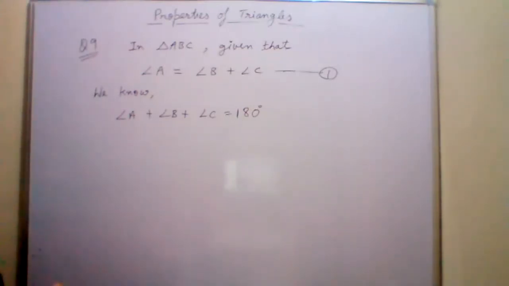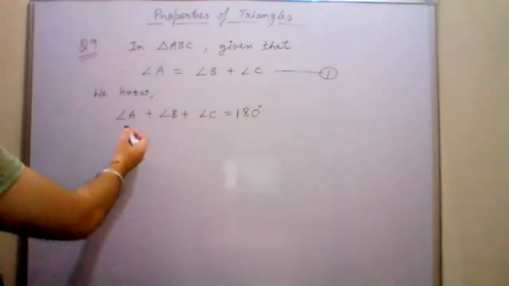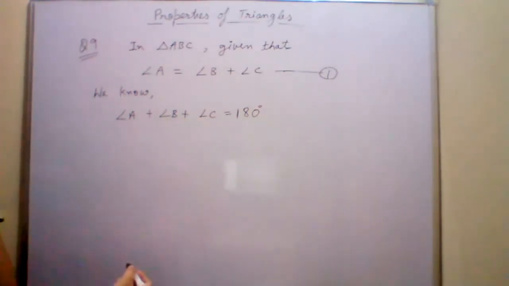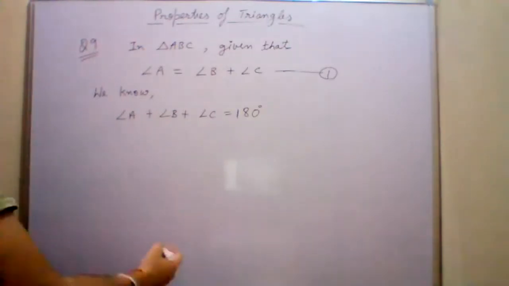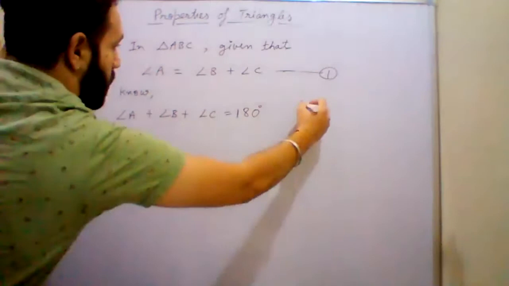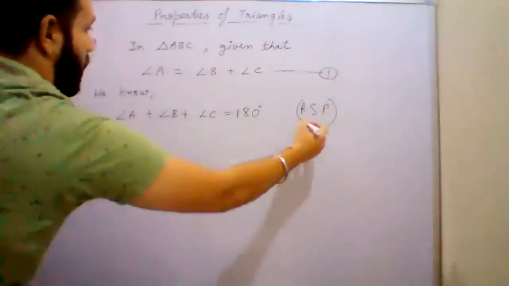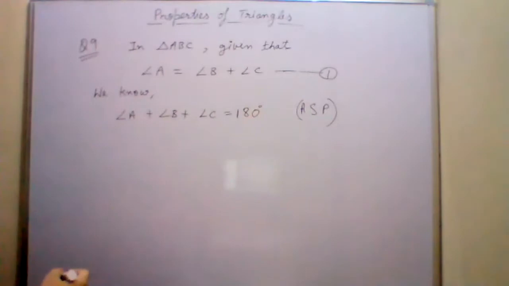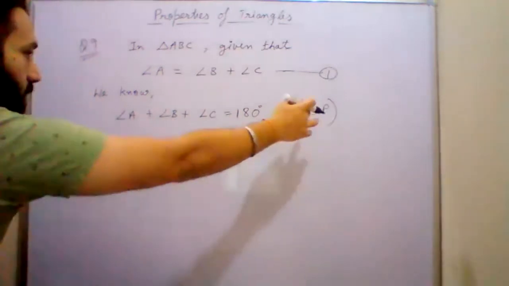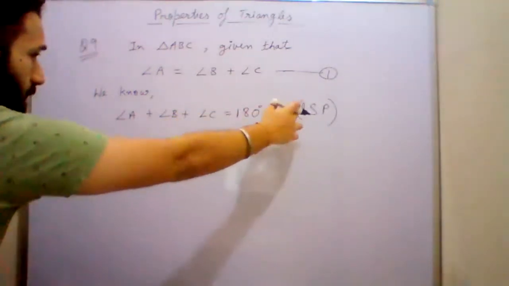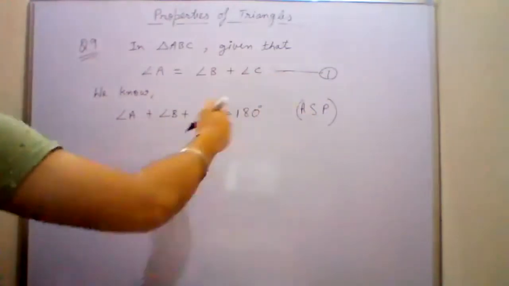Sir, please repeat the question. Beta, angle A plus angle B plus angle C is equal to 180 degrees. What is the reason? Angle sum property. Yeah, angle sum property of triangles. Write in full form. Sir, because the sum of all the angles of a triangle is 180. Very good. So this is also known as angle sum property. So mention the reason. Don't forget to mention the reason and write in full form. Angle sum property. I have written in short form. You will write in full form.